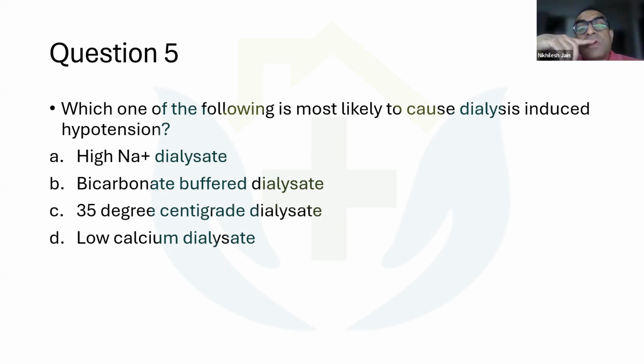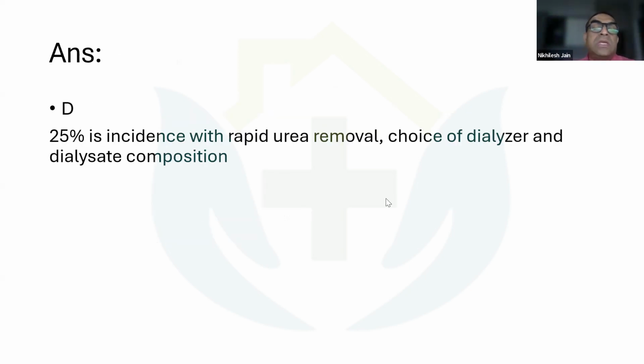Now, which one of the following is most likely to cause dialysis-induced hypertension? The option is most appropriate. Remember that. The option is most appropriate. Okay, Salah has answered C. No other takers. So the answer is actually a low calcium dialyzer. The answer is D.